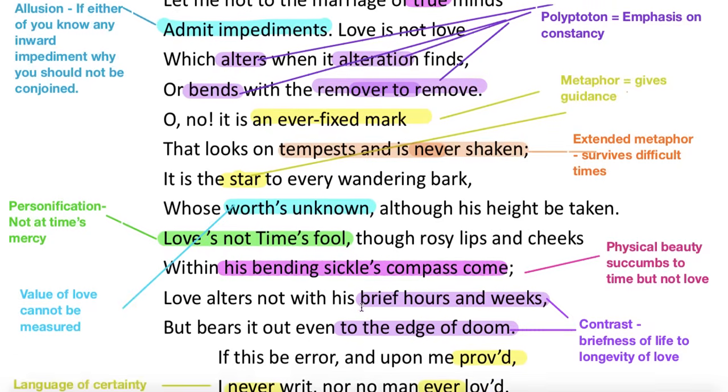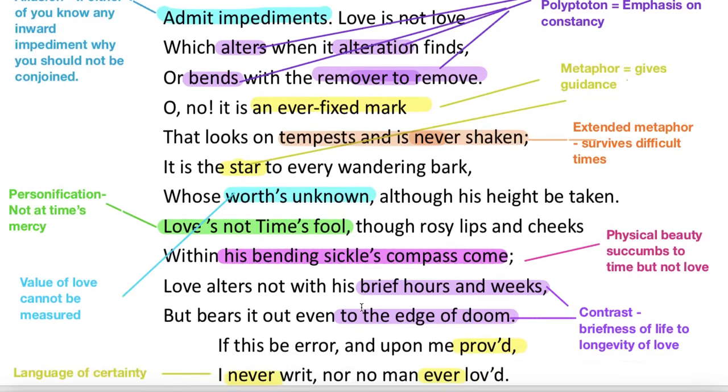Then Shakespeare uses contrast, so he highlights the shortness of life, brief hours and weeks. So the briefness of life is contrasted with the longevity of love, because love bears it out. It stays to the very edge of doom. Doom could be death. Edge almost sounds like it goes beyond death, and it remains.